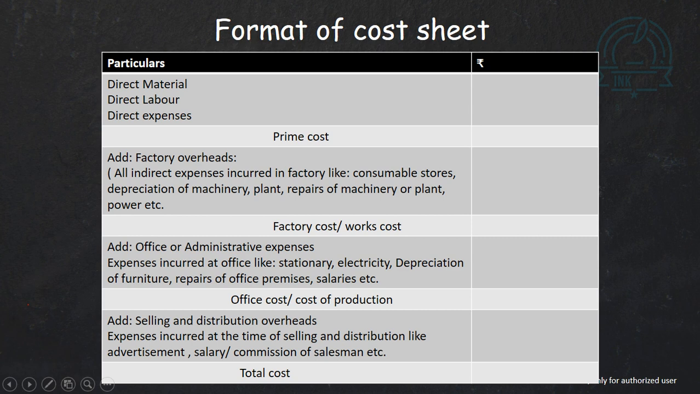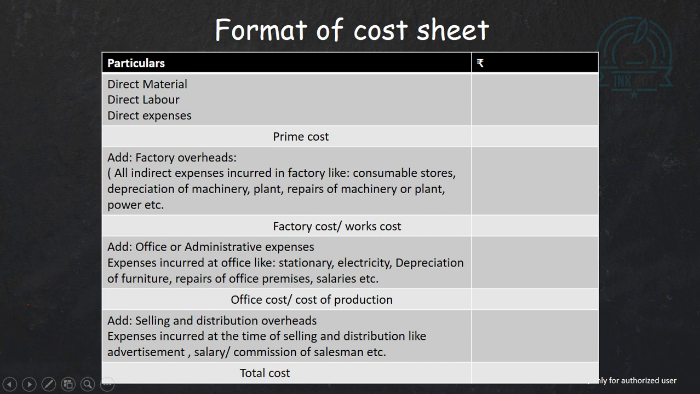Next, we add office or administrative expenses to the factory cost to get the cost of production. The examples of office expenses or office overheads are expenses incurred at office, like stationery. Stationery is indirect material of office. Salaries of a peon, salaries of a clerk, salary of a manager. These are indirect labor available in office. So it is indirect labor of office. And indirect expenses incurred in office are depreciation of furniture. Furniture is there in office, so it is an indirect expense of office. So we add these expenses to the factory cost and we get the cost of production.